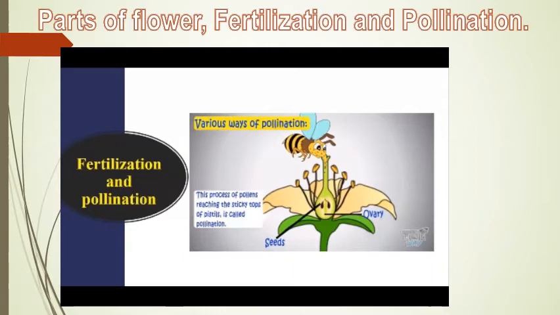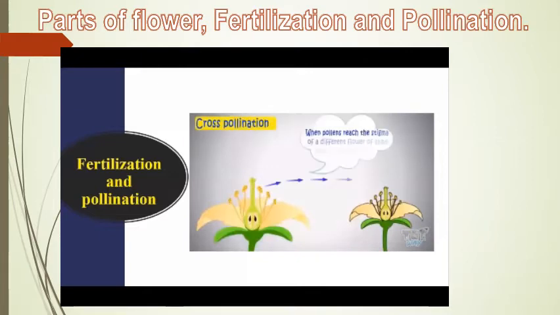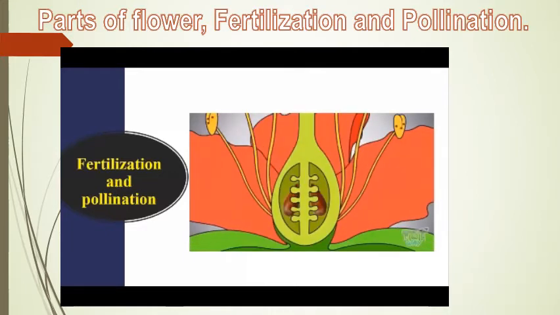And pollens may reach the stigma of the same flower or the stigma of different flowers. When pollens reach the stigma of the same flower, it is called self-pollination. And when pollens reach the stigma of different flowers of the same kind, it's called cross-pollination. So kids, we now know what is fertilization and what is pollination.